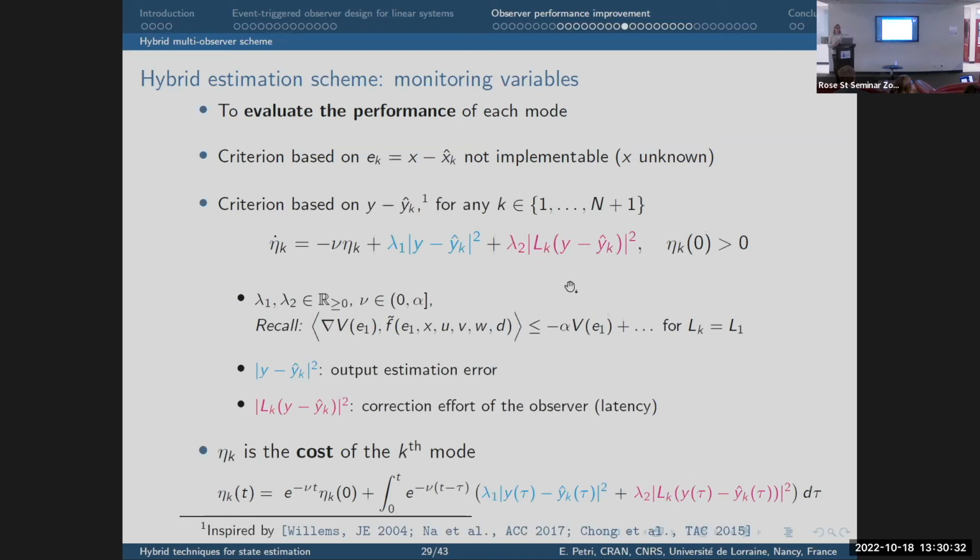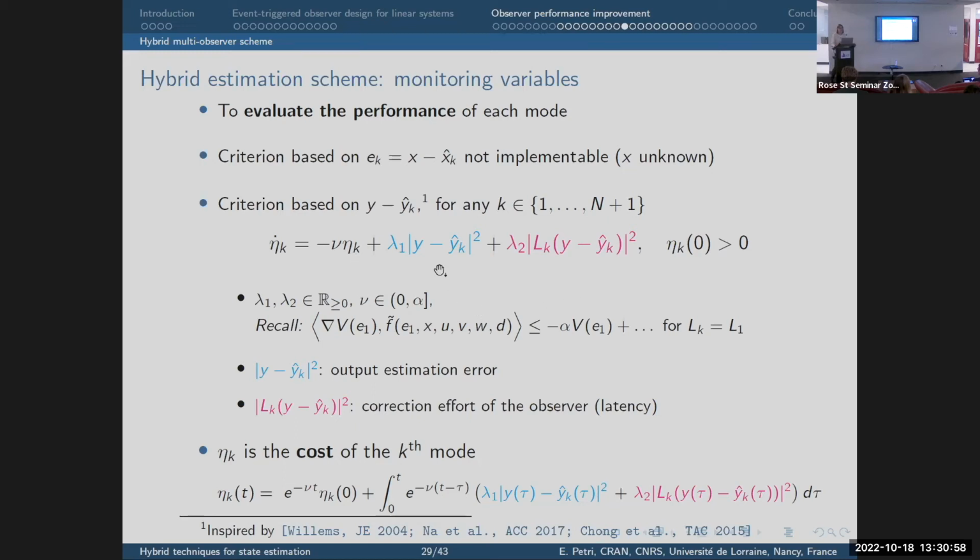Therefore, inspired by some techniques in the literature, we designed the dynamic of the monitoring variable based on the output estimation error, so the difference between y and ŷ at k. And this is the dynamic that we propose, where we can see that we have a first term that depends on the output estimation error, and another term that considers the correction effort of the observer, also called latency in the literature.